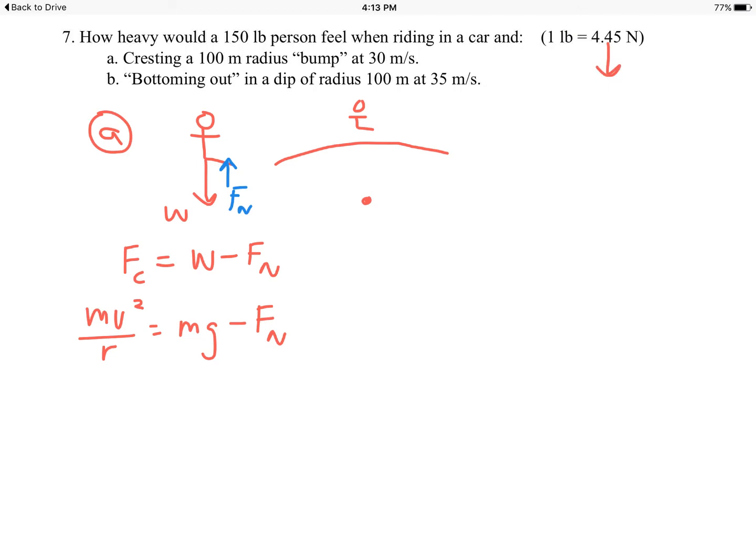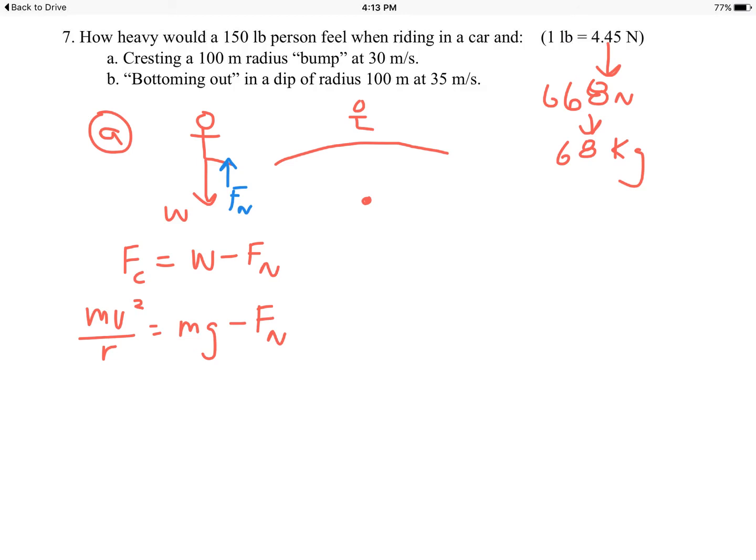If we know that 1 pound is 4.45 newtons, then the 150 pounds becomes, if I do the math here, around 668 newtons. That's what this person weighs, 668 newtons. And if you divide by 9.8, it's a little bit more accurate here. If you divide that by 9.8, that's 68 kilograms. This is a 68 kilogram person.